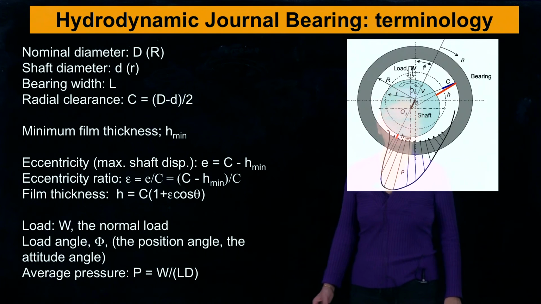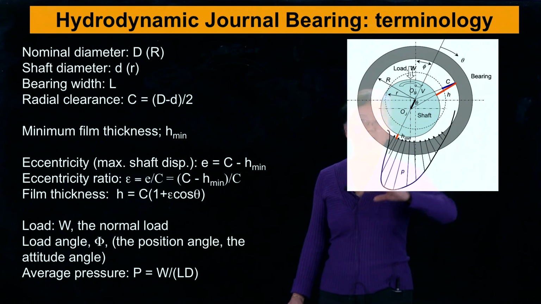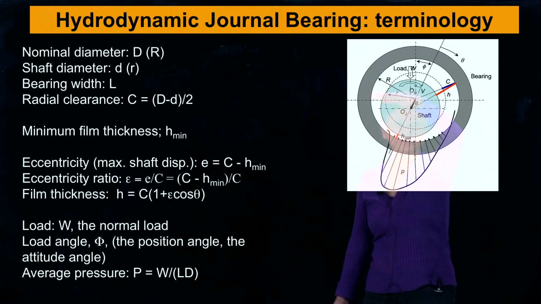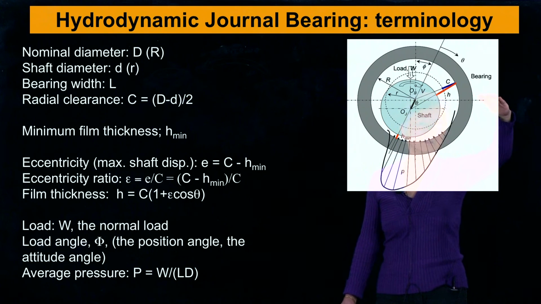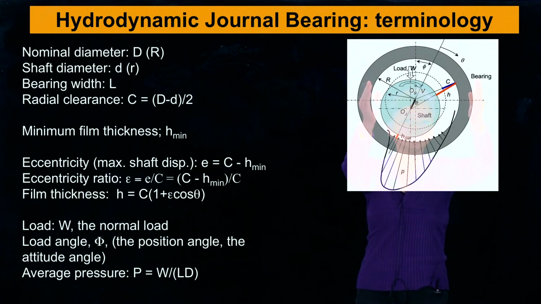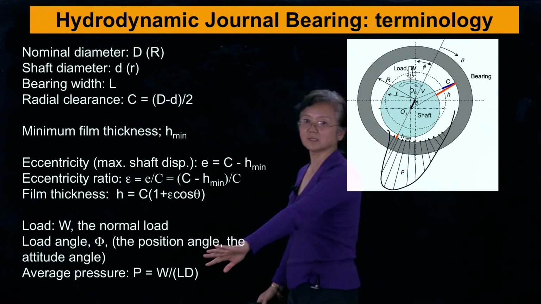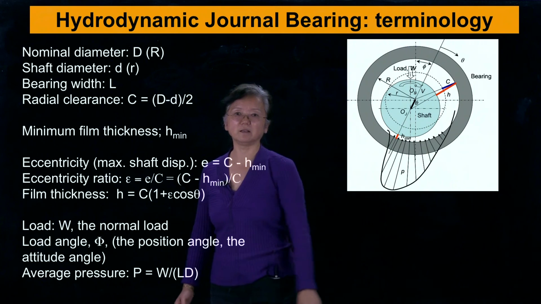We can also define the average pressure. That is the load divided by the cross-section area. What is the cross-section area? Here, diameter and bearing length. So that is the cross-section area, and we can define the average pressure.